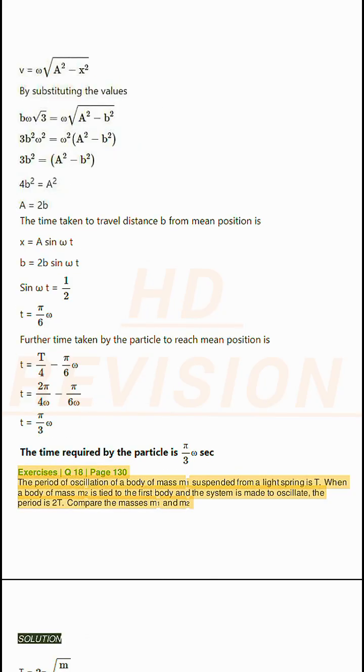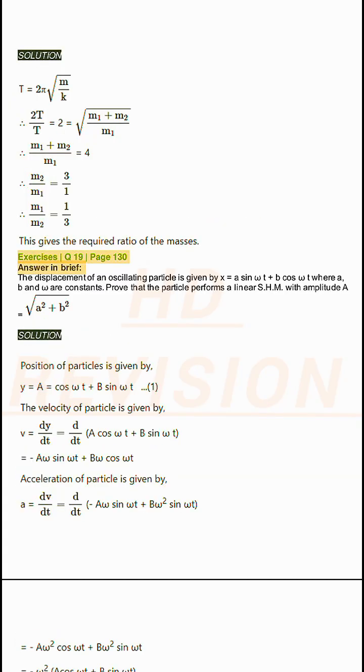Exercises Q18, page 130. The period of oscillation of a body of mass m1 suspended from a light spring is t. When a body of mass m2 is tied to the first body and the system is made to oscillate, the period is 2t. Compare the masses m1 and m2. Solution.